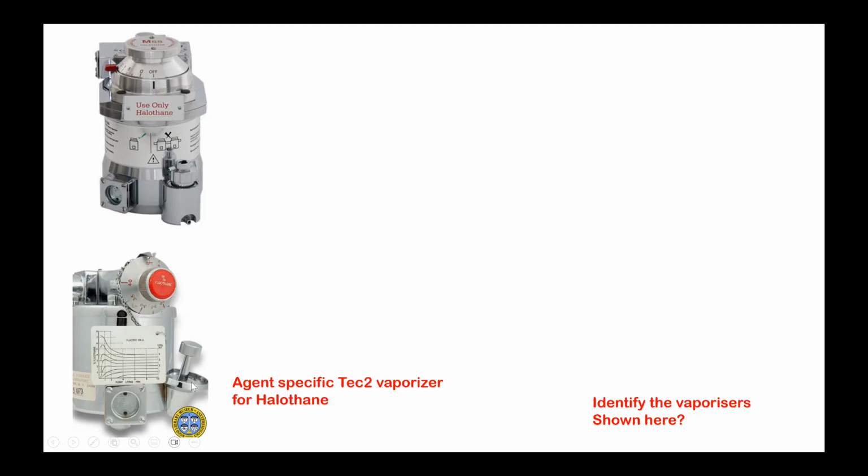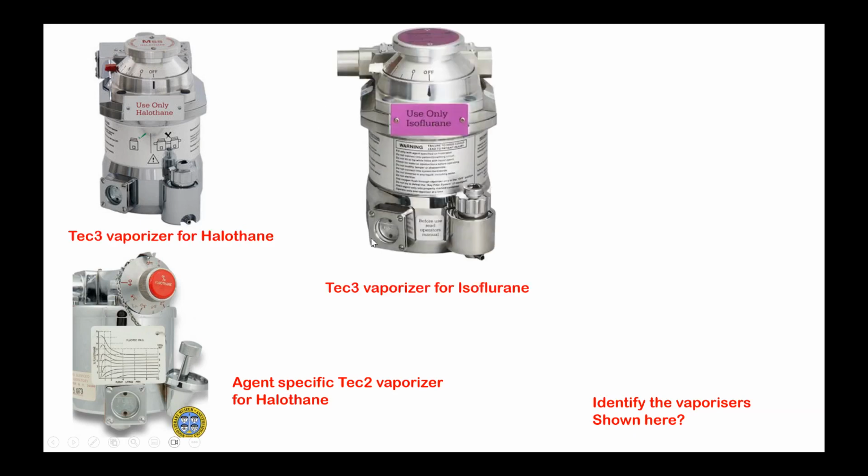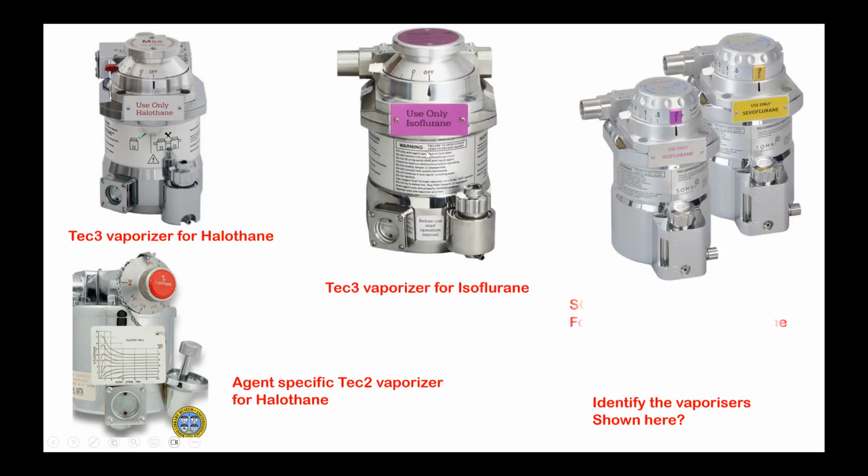So the models, the filling system is different here. This is the Tech 2 vaporizer where the dial was like this. Then they made it a top dial with a press. There's a lock for this. You have to press this to rotate. This is Tech 3 for halothane. Then this is again Tech 3 for isoflurane. This is called the Tec 3 funnel fill vaporizer for isoflurane and sevoflurane.